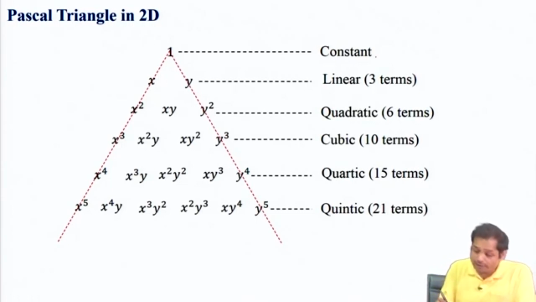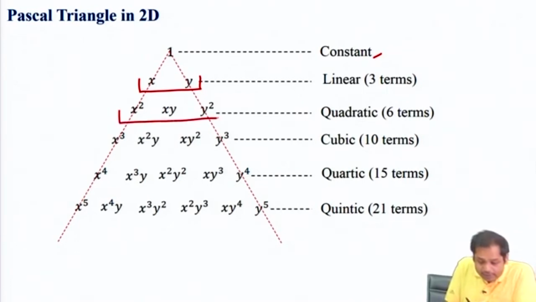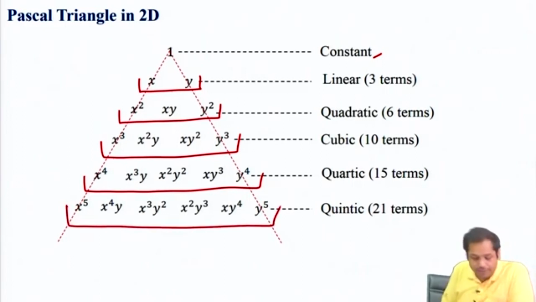Now, this is the constant term. If your approximation is linear, then we have to take all these terms, meaning 1, x, y. If we want our approximation to be complete quadratic, then these are our terms, a total of 6 terms to be taken. If it is cubic, then all these terms are to be taken. This is 4th order, all these terms to be taken. Quintic, all these terms to be taken. Similarly, you can go on increasing the order. So this is how we can be sure whether our approximation is complete or not.